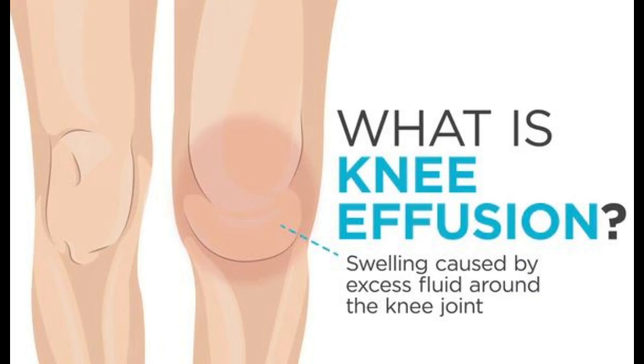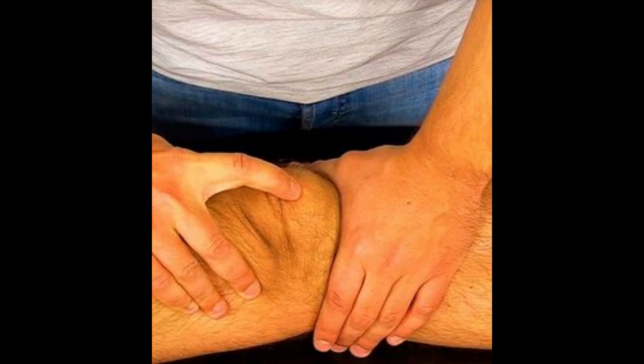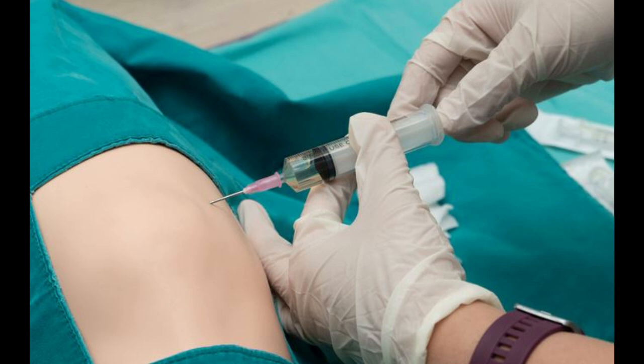The Ballottement test is also used to detect effusions in the knee joint. To perform the test, the examiner pushes the patella sharply against the femur, looking for fluid movement, or ballottement, in the joint. Treatment, similar to the bulge test, depends on the underlying cause of the effusion.